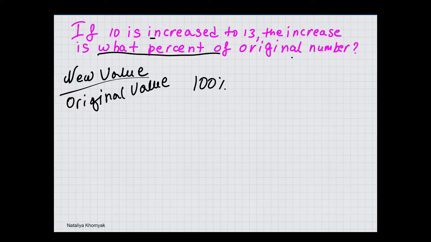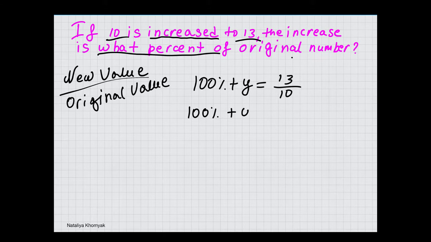And 10 is being increased, so we are increasing that original percent by an unknown percent value, and I'm going to call it y. And this will give us the new percent value of the original number. We can calculate the percent value by taking the new value, which is 13, out of the original number, which is 10, and this will give us the new percentage. So we have 100% plus y equals 13 divided by 10, which is 1.3.